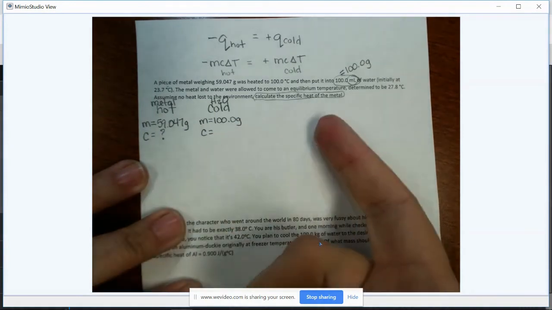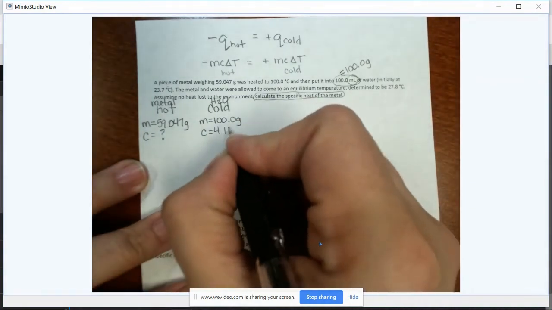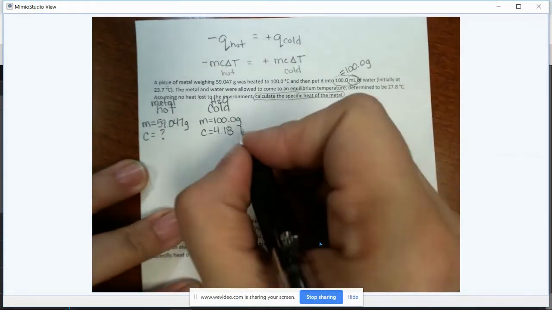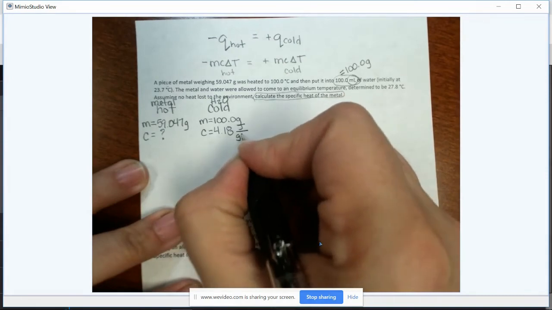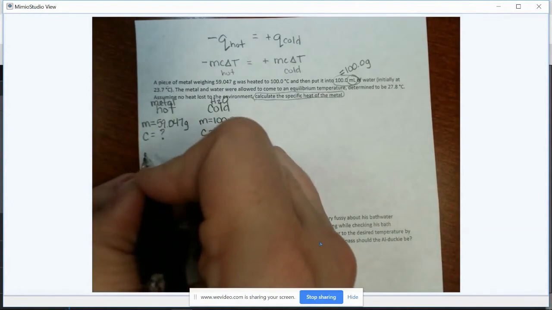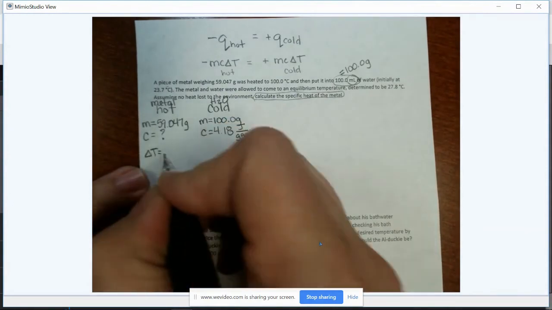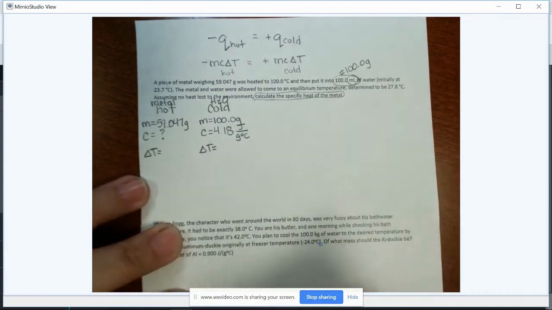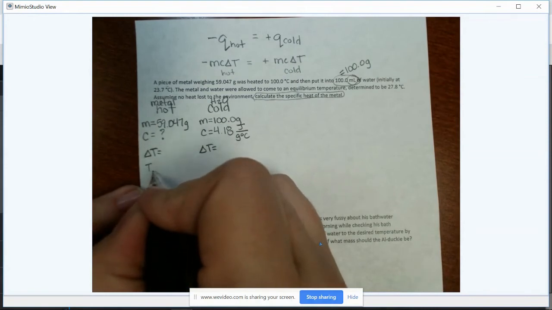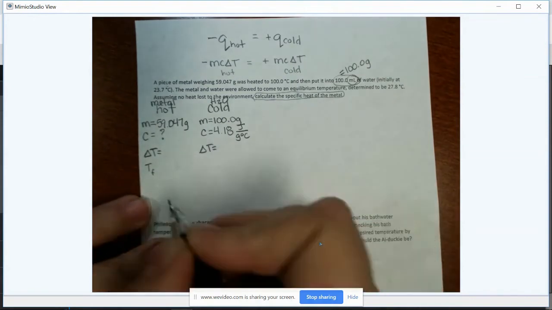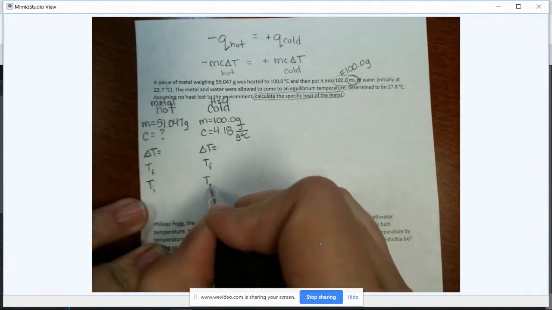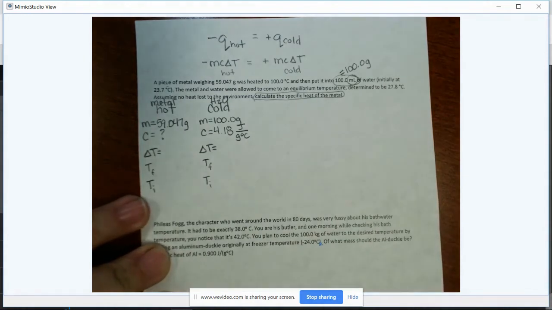The specific heat of water is always 4.18. They don't have to tell us that to know that's the number we're going to use. It's always 4.18, and that's joules per gram degrees Celsius. The other thing we need to know is delta T, or how temperature changes. This is where it gets a bit tricky, and you have to be careful, because remember, delta T is T final minus T initial. So we have to do that for both of these things to figure out what the initial and the final temperatures are.